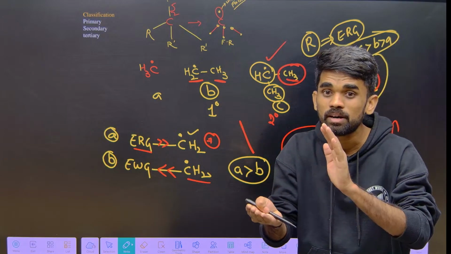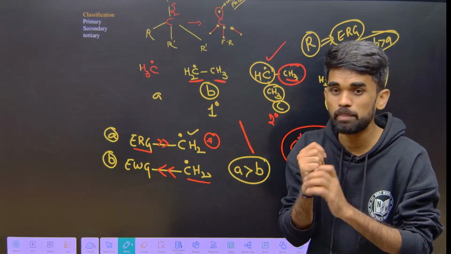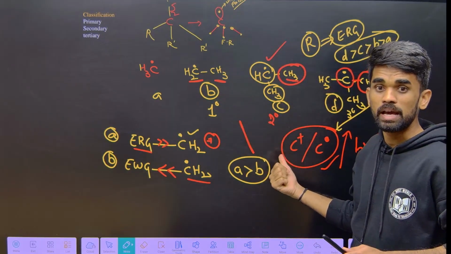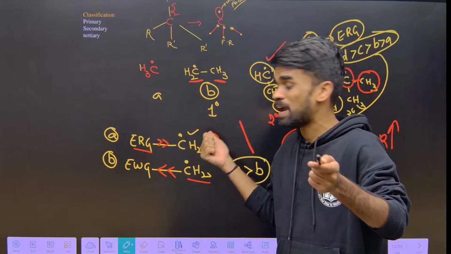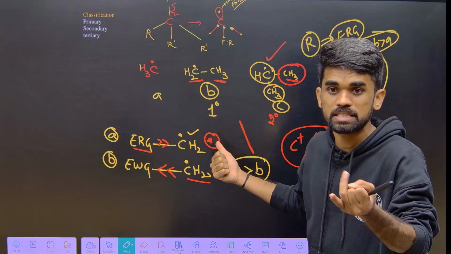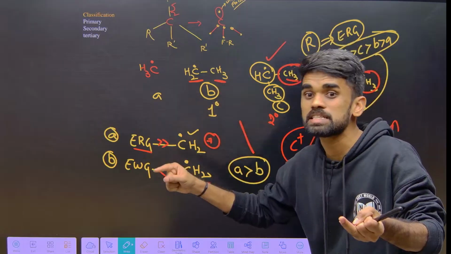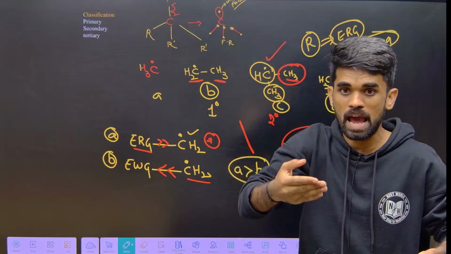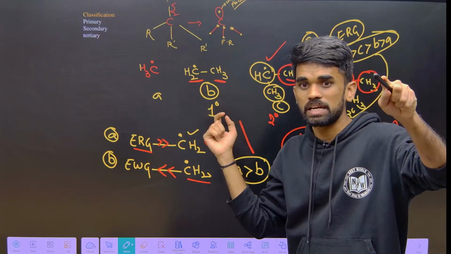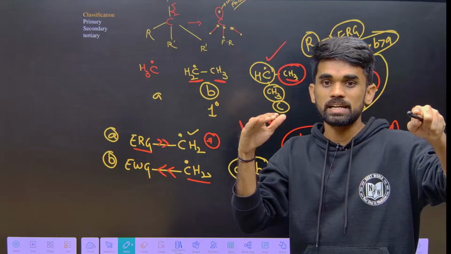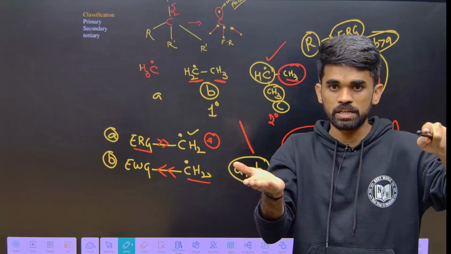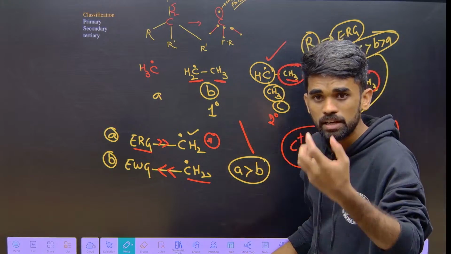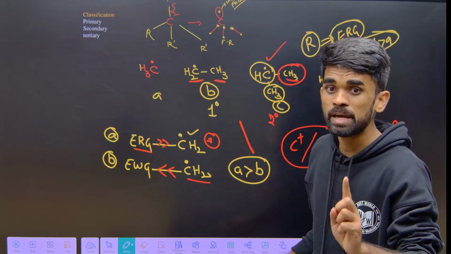The order becomes opposite. Why? Because alkyl groups are of what nature? Electron releasing nature. Electron releasing nature increases the stability of electron deficient species like carbocations and free radicals, and decreases the stability of electron rich species like carbanions, because they already have a negative charge. If this group is also releasing electrons, the electron density is even more, so the stability decreases in carbanions.